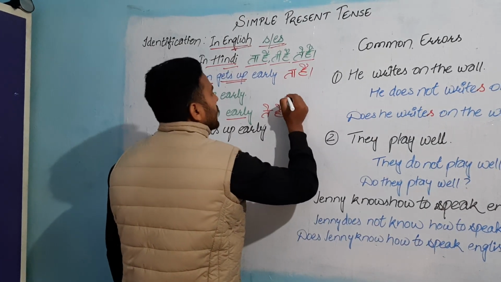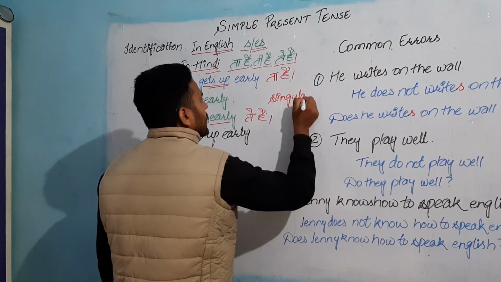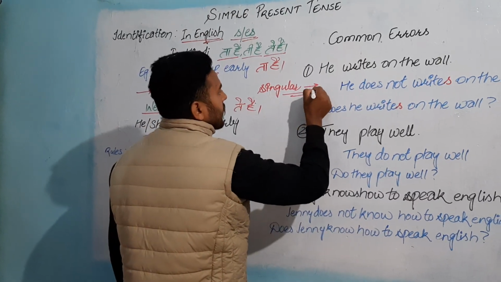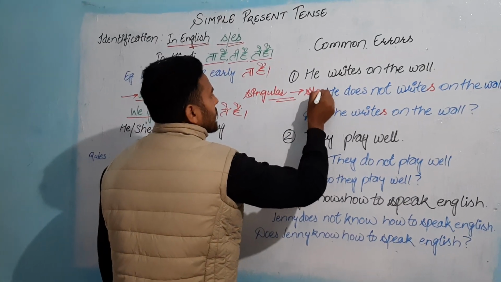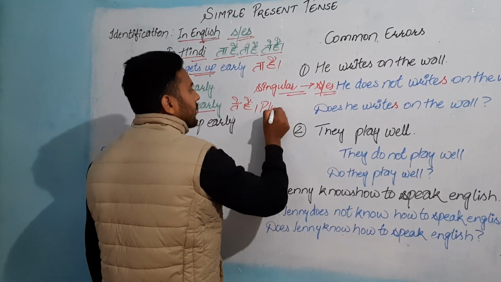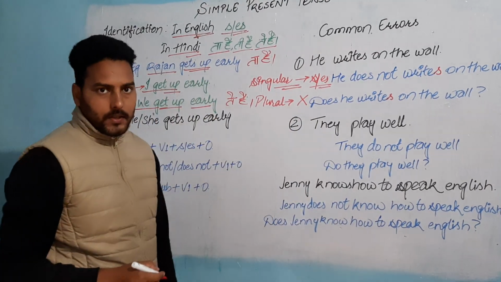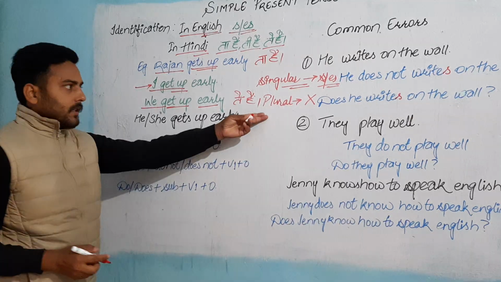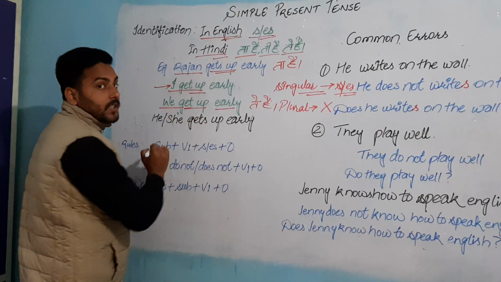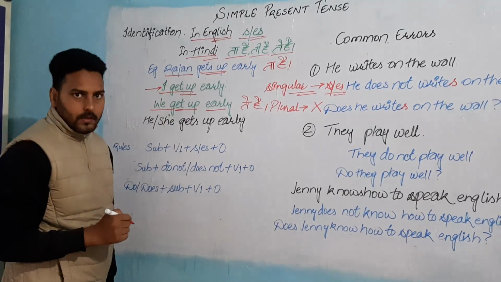Always we use S and ES with the singular. With the singular subject we use S and ES. But with a plural subject we don't use S and ES. You can see here I didn't use gets up. Why? Because we have a plural subject.